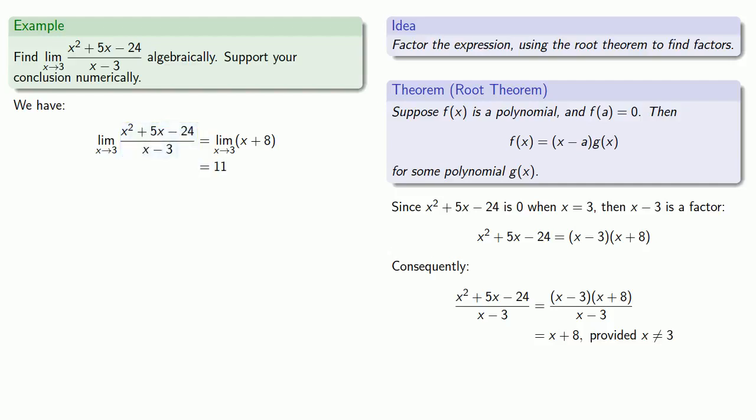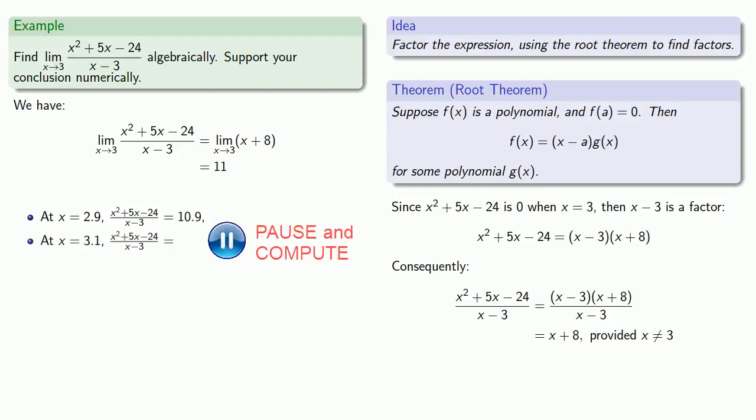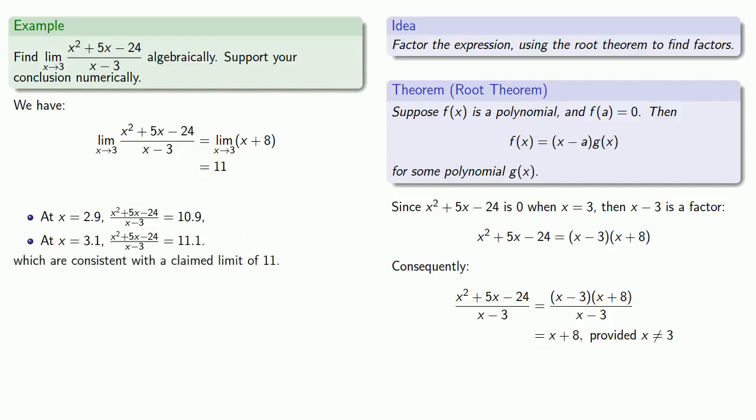So let's check it out. If x is equal to 2.9, our expression is equal to 10.9. And at x equals 3.1, our expression is equal to 11.1. And both of these are consistent with our claimed limit of 11.